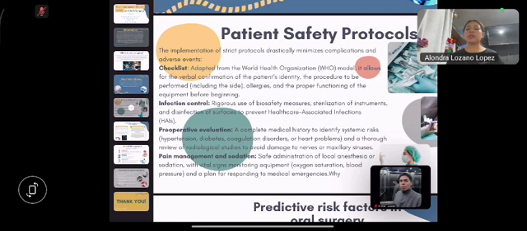And pain management and sedation: safe administration of local anesthesia or sedation with vital signs monitoring equipment, oxygen saturation, blood pressure, and a plan for responding to medical emergencies.